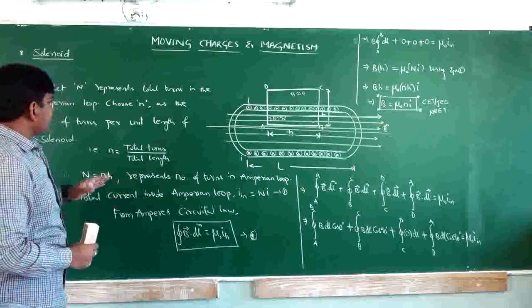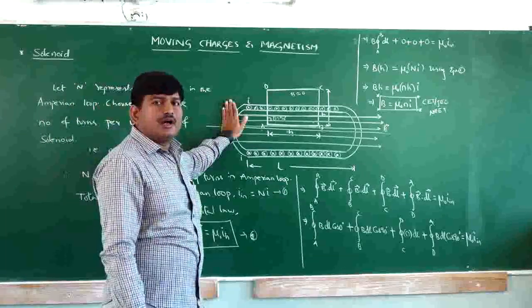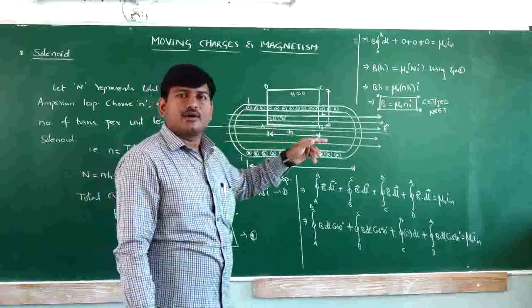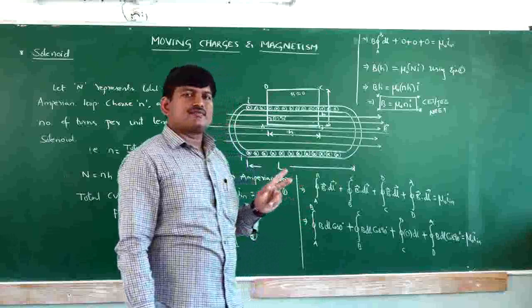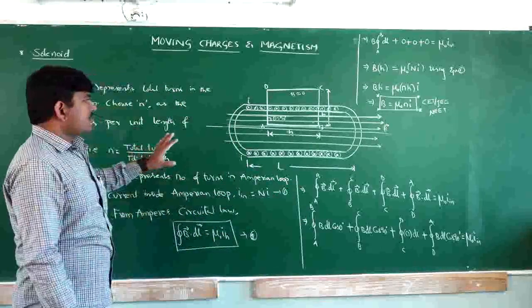So, what is a solenoid? It is a device which is used to produce a uniform magnetic field, just like the capacitor is going to produce the uniform electric field. This is very important, that is to be remembered. Is it clear? Now, this is about the solenoid.